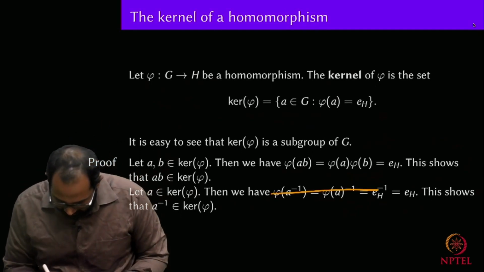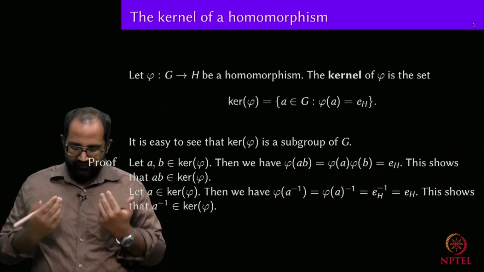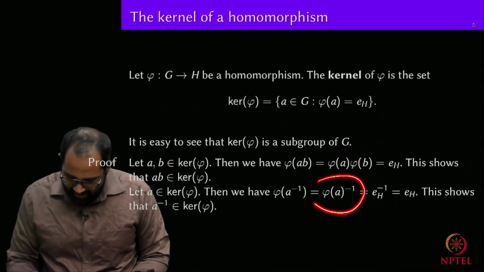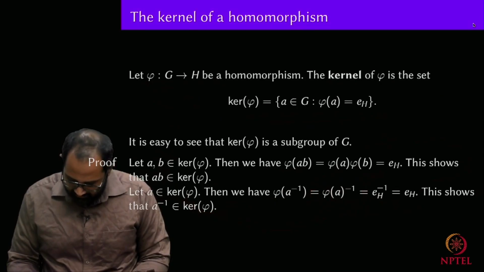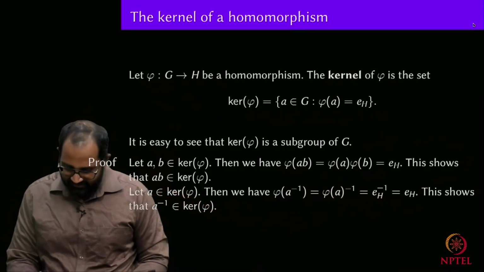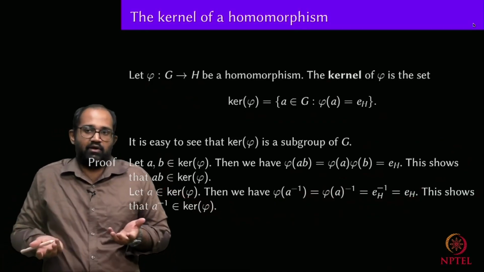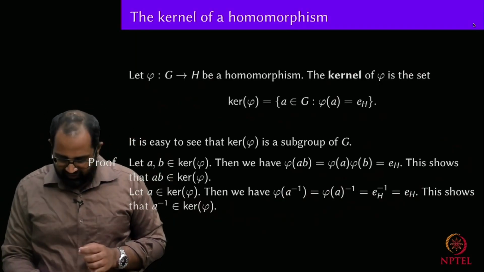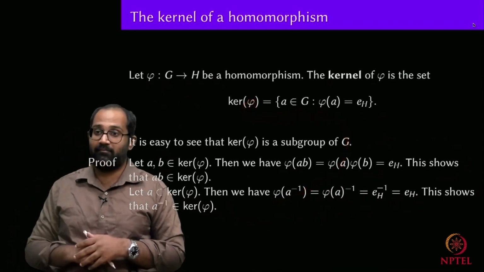So, what we have is, there is no error, sorry. Phi of A inverse is phi of A the whole inverse, and phi of A is actually going to be Eh because A is coming from the kernel. So, that is why this is Eh inverse, which in turn equals Eh because the inverse element of the identity is just itself. So, what we have really shown is phi of A inverse is Eh, which means A inverse is there in the kernel.